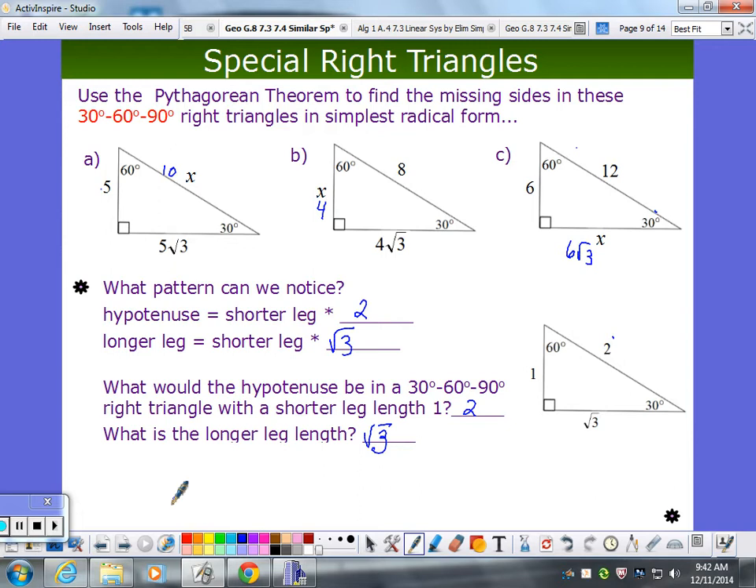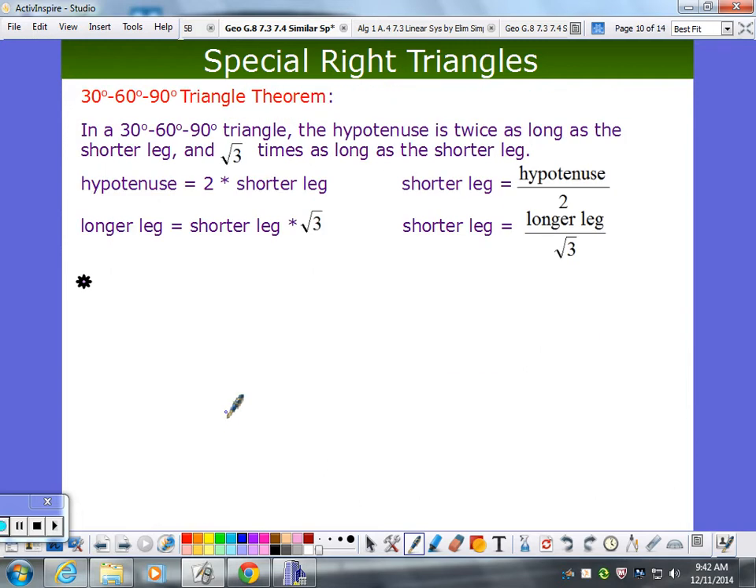Okay, so here's kind of more formally written, this was on your paper. In a 30, 60, 90 degree triangle, the hypotenuse is twice as long as the shorter leg, and the longer leg is square root 3 times as long as the shorter leg. Right. So if you know the shorter leg, multiply it times 2 to get the hypotenuse. And if you know the shorter leg, multiply by square root 3 to get the longer leg. It's the side opposite to 60. And the shorter leg is the side opposite to 30.